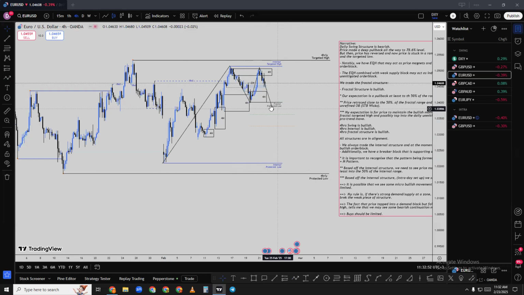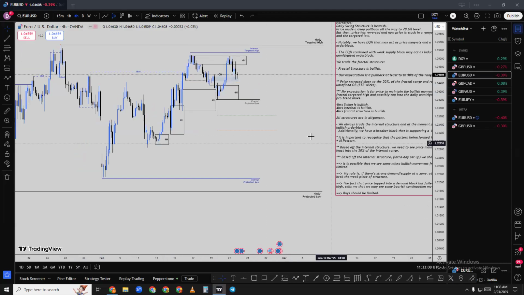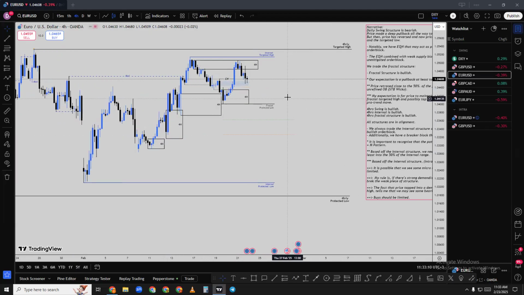Now going into the next week, this is a possibility where we may see the price actually breaking through the fractal protected low. So what are some of the things that we should be paying attention to? One of the things is the fact that the fractal structure is bullish. All right. So yeah, it's bullish because this is where we broke structure to the upside.